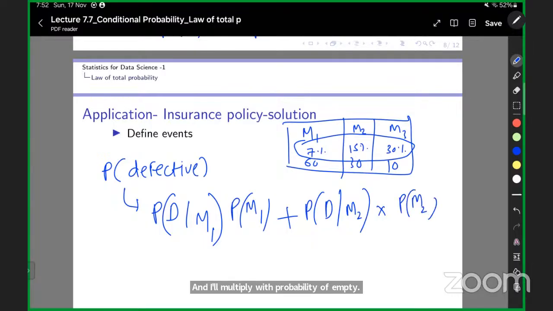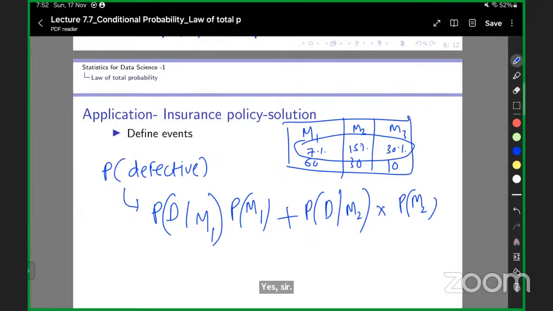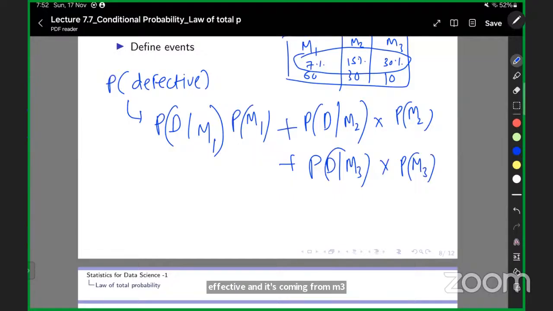So first I should also select that it's coming from a machine, one machine, any one, right? One of three. Yes, sir. And since they are not equal, I have to include what is it? 60% is produced by M1, then something by M2, and so on. Okay. Yes, sir. Got it. So the last one I'll write, which is defective, and it's coming from M3, and I'll multiply it with M3, right?